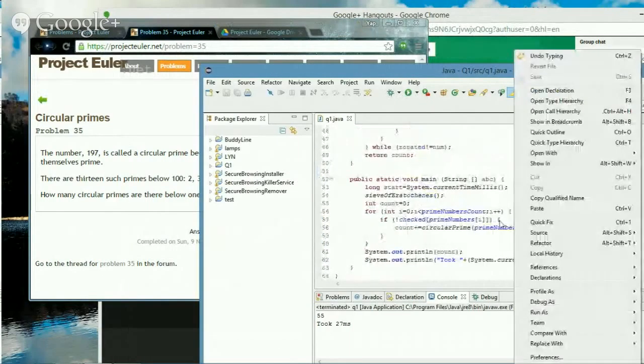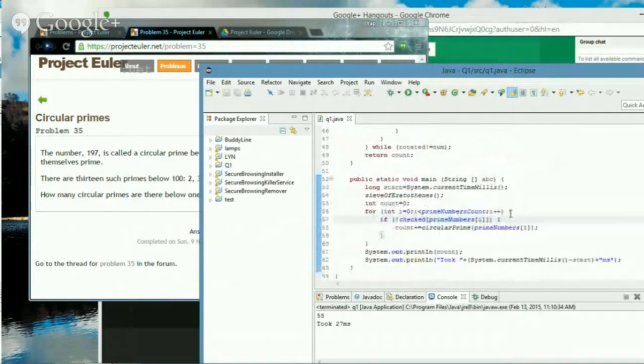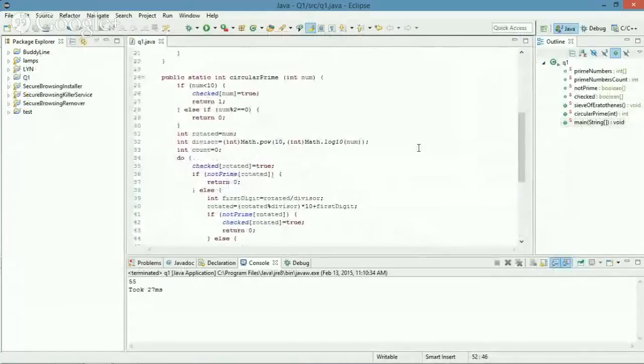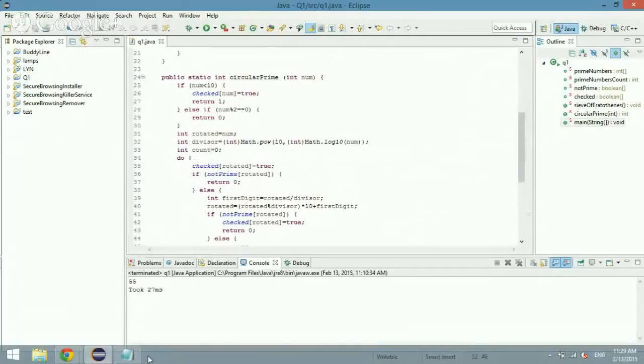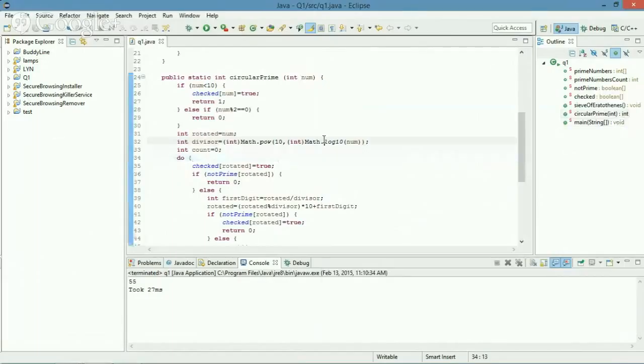Okay, so now prime number, so we start checking with the prime number. Circular primes. So the circular prime function is basically doing the same operation that I have explained earlier in this video.